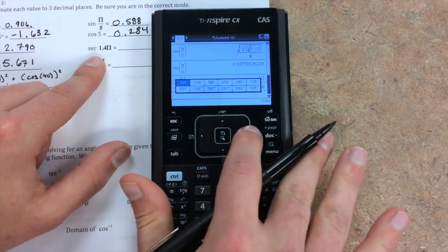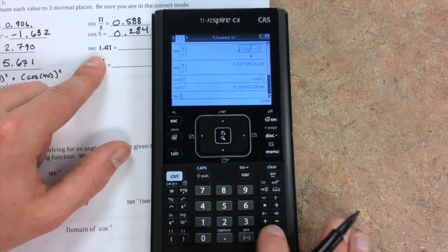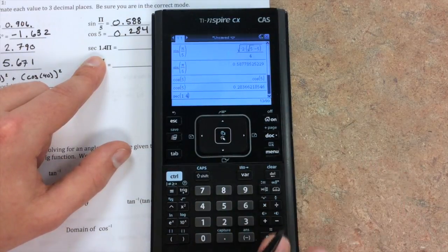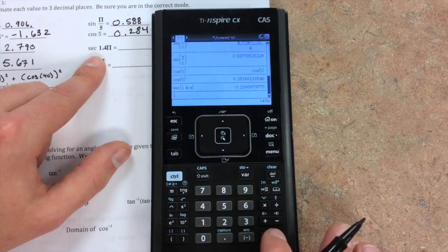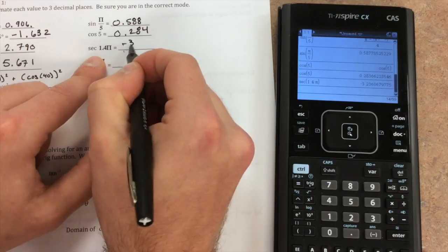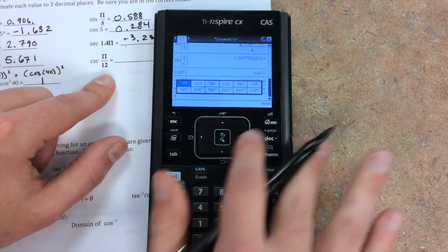If we go to trig and we go to secant, which is 1 over the cosine, I can type this in, 1.4 pi, and I get negative 3.236, and then the cosecant of pi over 12.